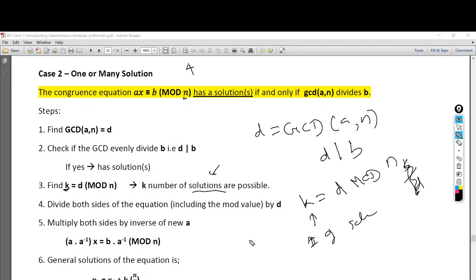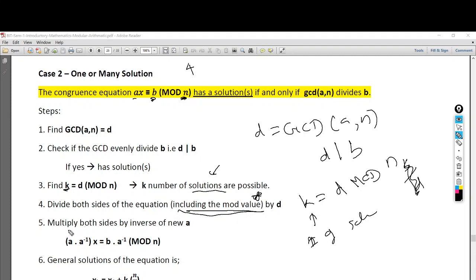Right. Now let's see how to proceed. Then I will do an example. Divide both sides of the equation, including the mod value. That is very, very important. Divide by D, the D that you calculated there. You have to divide this A value, the B value, and not only that, you have to divide the N value also.